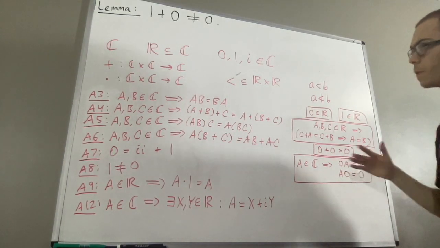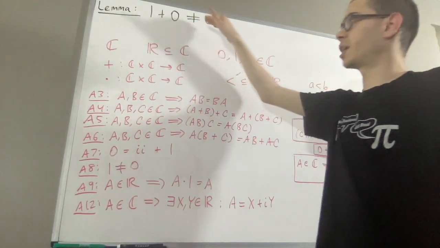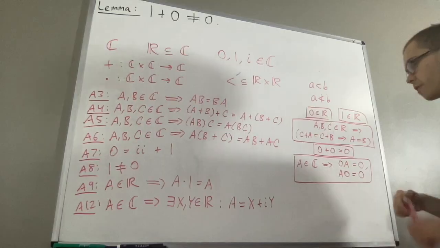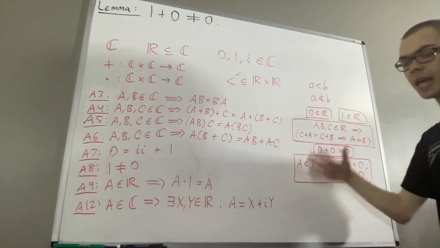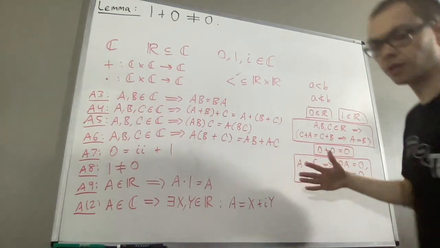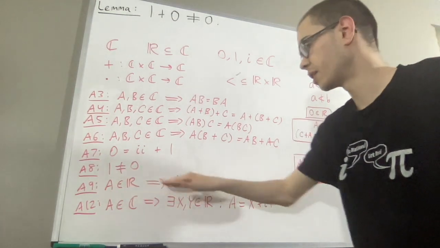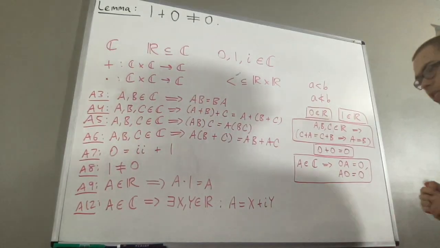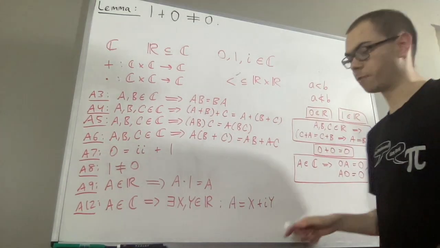Now, before we get into proving that 1 plus 0 is not equal to 0, we're first going to prove a preliminary result, which is that for every complex number a, a times 1 is equal to a. Right? Axiom 9 tells us that this is only true for real numbers. Well, we can prove it's true for complex numbers as well. So we're going to prove that first.